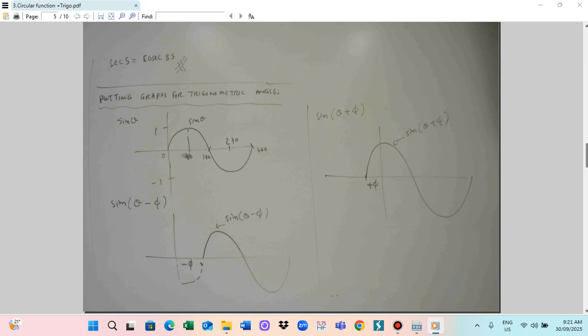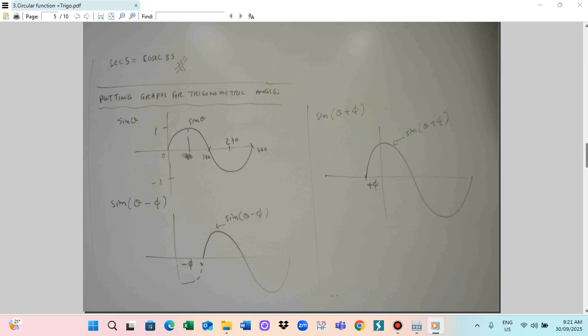So positive means this is leading. So this is a graph for the positive angle, and this is for the angle minus phi. Here, minus phi. And this one is the angle plus phi. Angle plus phi means this one starts off earlier, so this one goes like this. So this becomes a sine theta plus phi graph.